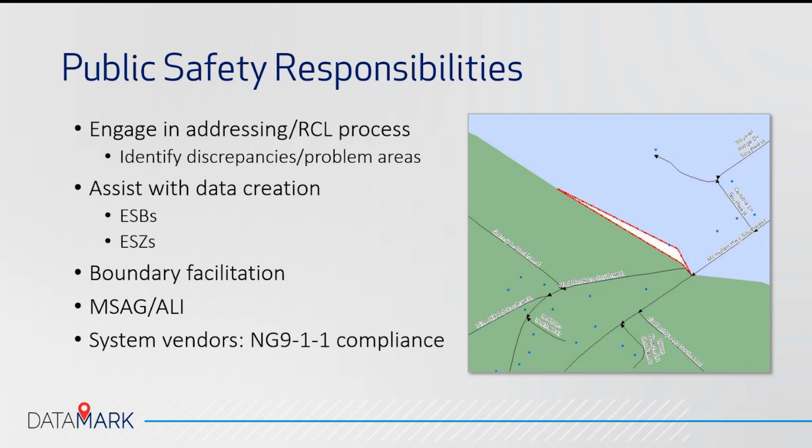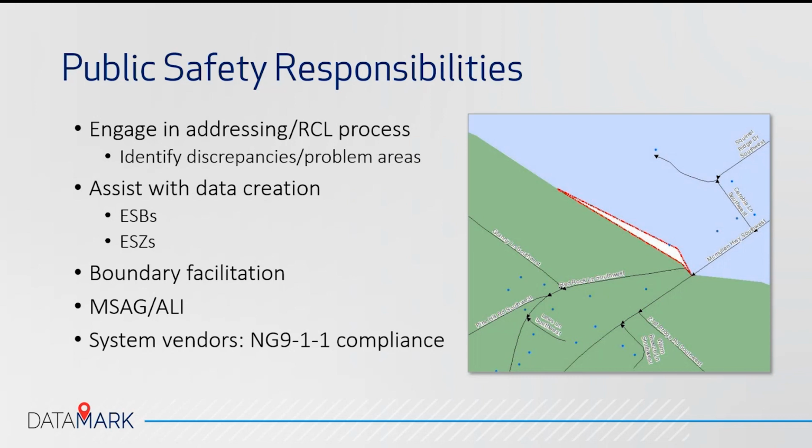So your responsibilities as public safety, I want you guys to start engaging in the addressing and road centerline process. Identify discrepancies and problem areas and work with your addressing and road centerline authorities to mitigate those issues. Also, make sure you're assisting with data creation for your ESBs and your ESZs. Those are not GIS decisions. Those are not addressing authority decisions. Those are public safety decisions. So you want to be engaged there.